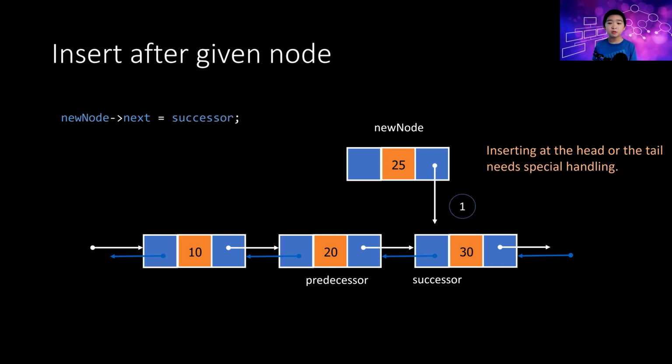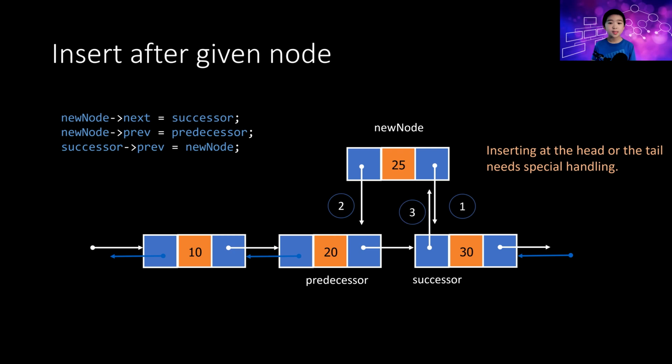First, we connect the new node with its successor. Second, we connect the new node with its predecessor. Third, we assign the new node as its successor's predecessor. Finally, we assign the new node as its predecessor's successor.